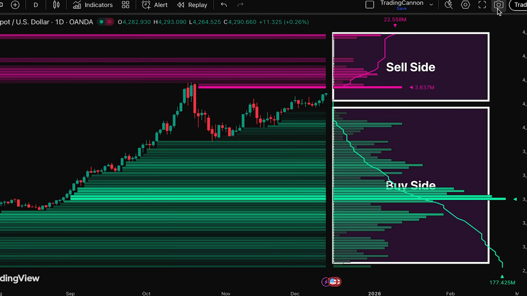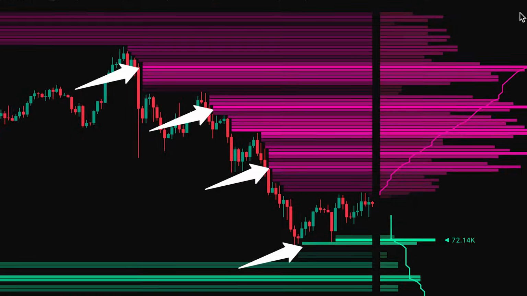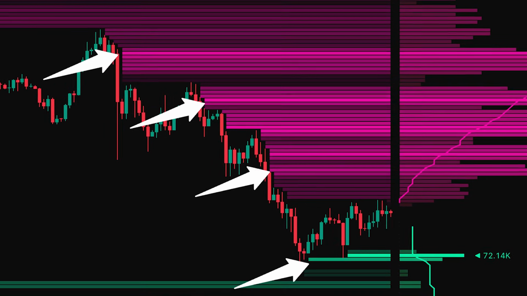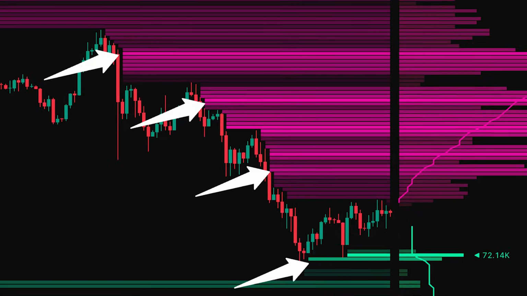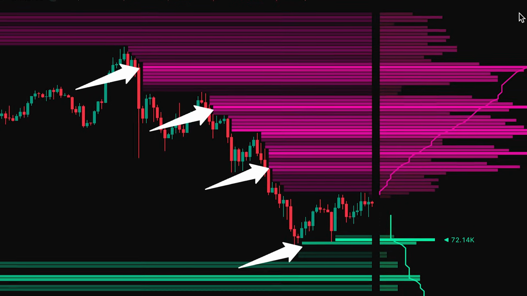Key features: dual liquidity profiles. The chart is divided into buy-side green and sell-side red liquidity profiles, letting you instantly compare both sides of order flow. Level extension logic. Each liquidity level is extended back in time until price crosses it. If not crossed, it persists all the way to the indicator's look-back period, marking zones that remain untapped.